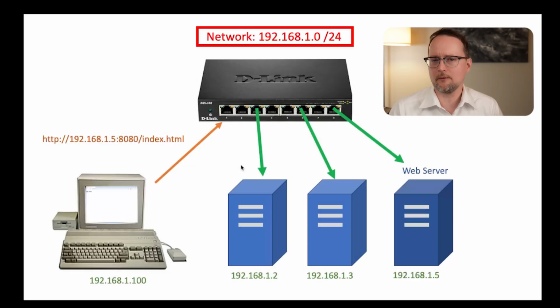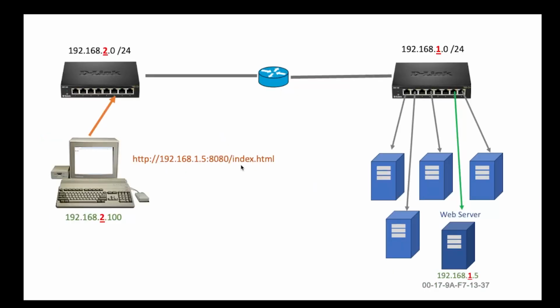In our single network, everything was pretty simple. We look up a MAC address for an IP, and we make a request. But what happens if our workstation is on a different network than our web server? You can see in this example, our workstation is on the .2 network, and our web server is on the .1 network. Now we have an interesting problem.